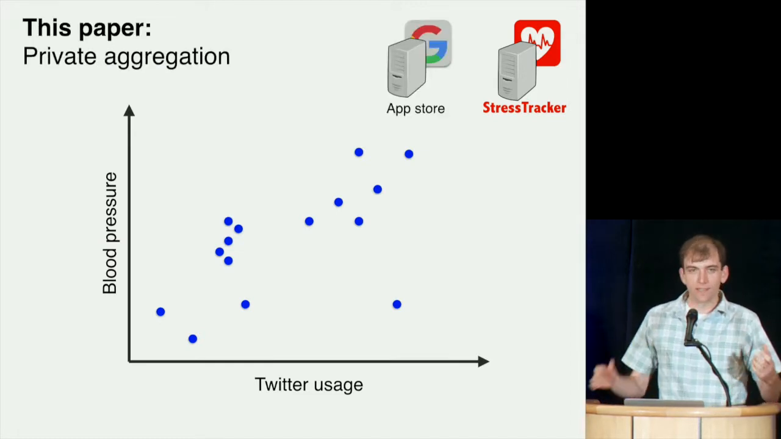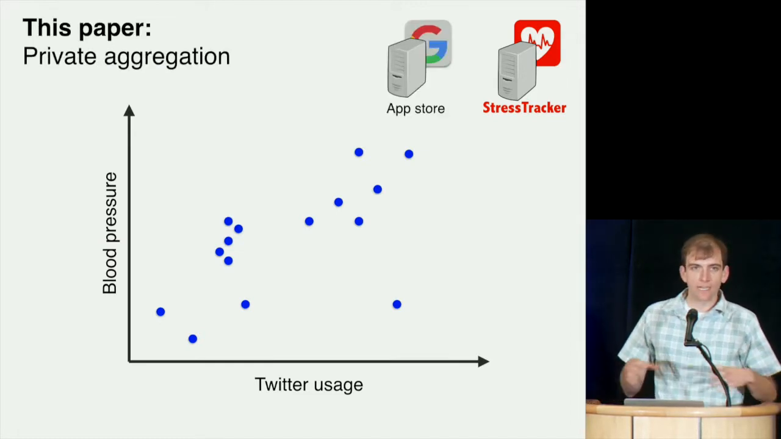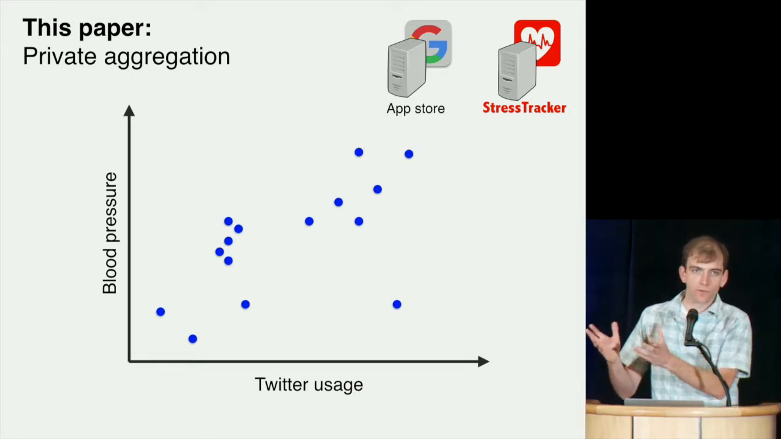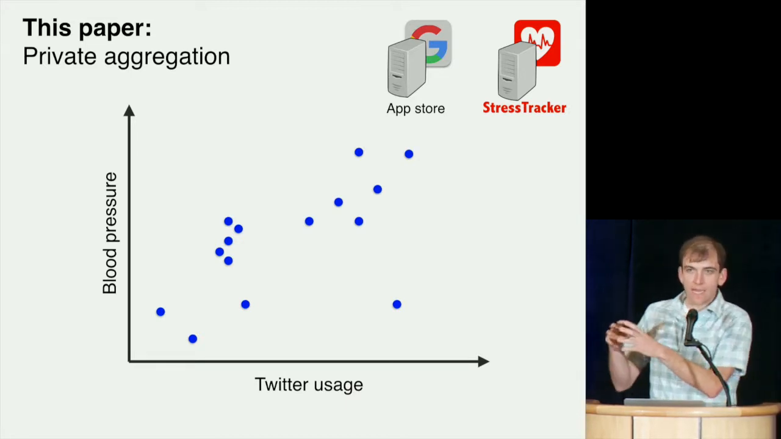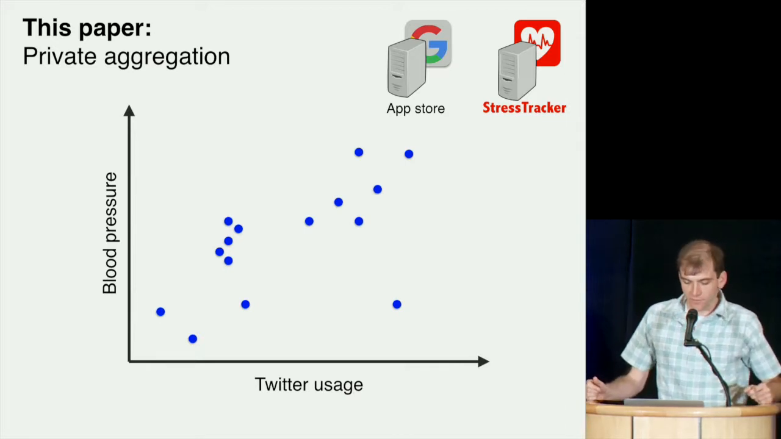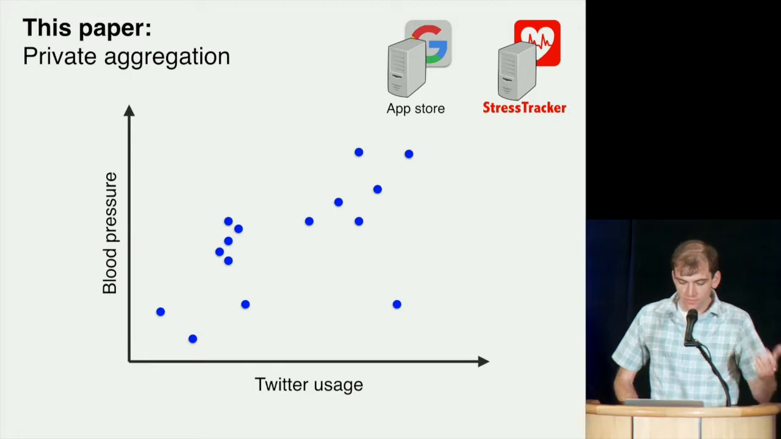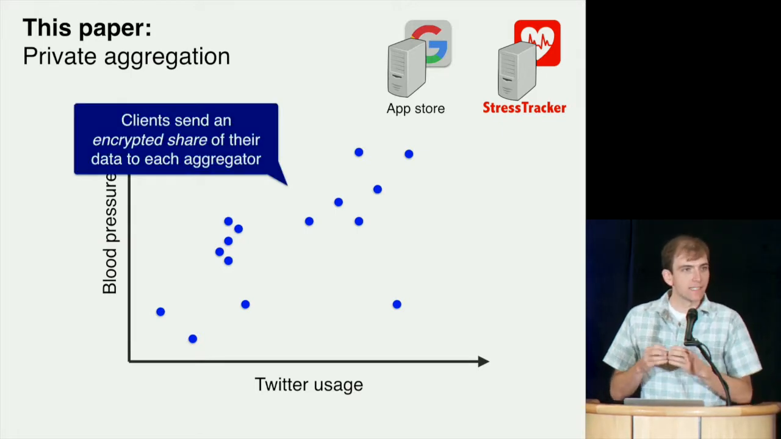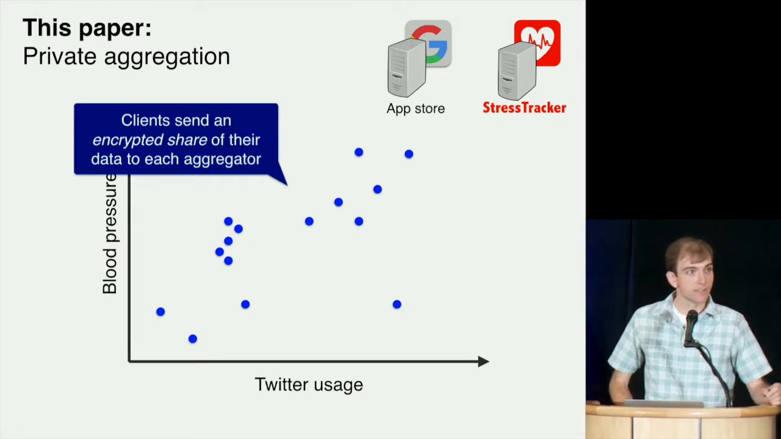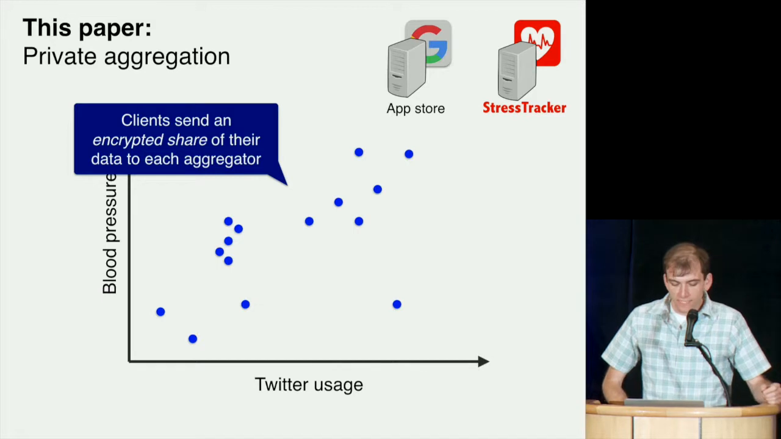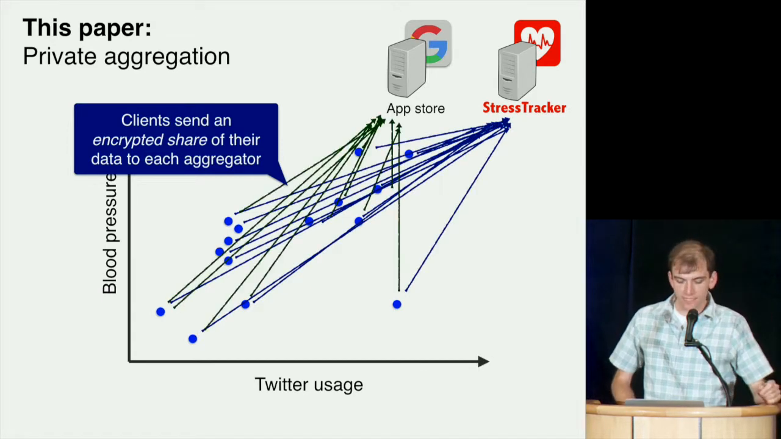At a high level, the way the system works is we're going to have multiple aggregation servers. Imagine the App Store or the Play Store running one aggregation server and the app provider running a second aggregation server. The way that clients interact with these servers is as follows. They split their data point into pieces using a cryptographic secret sharing scheme that I'll describe. Then instead of sending your entire data in the clear to one server, you split it into pieces and send one piece of your data to each of these two servers.